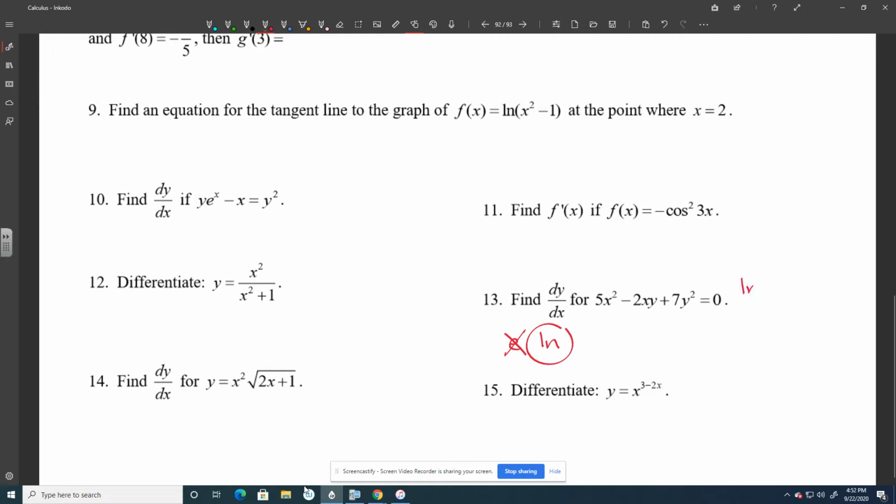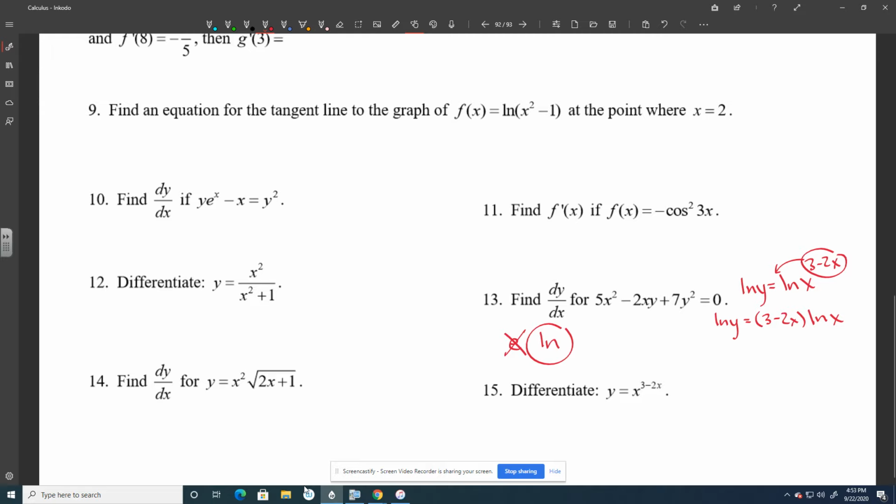I'm going to take the natural log of y. The natural log of the left-hand side is going to equal the natural log of the right-hand side. And what that lets me do is, now that I have the natural log of x raised to this exponent, I can take the exponent and move it down in front. So this becomes natural log of y equals (3 minus 2x) multiplied by the natural log of x.